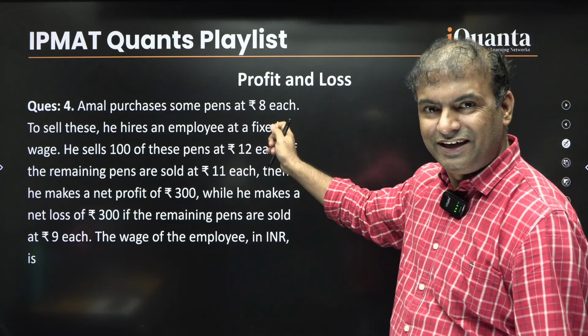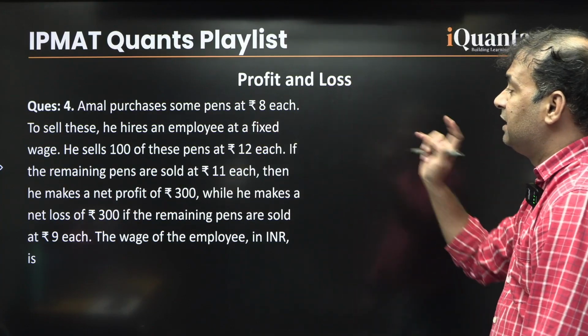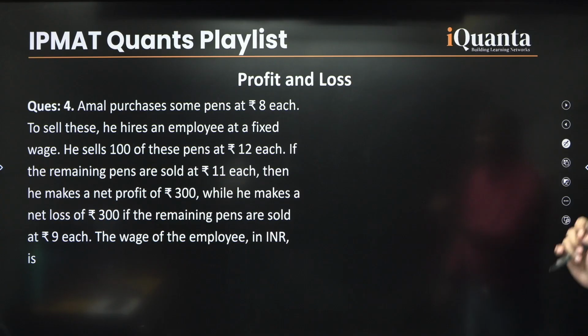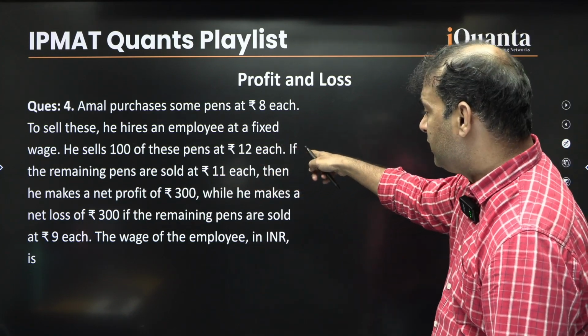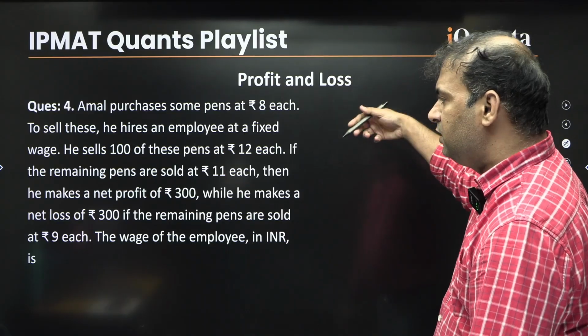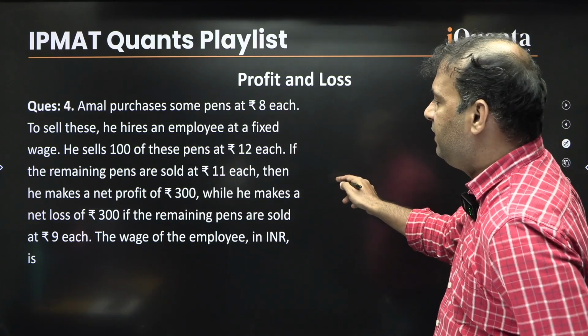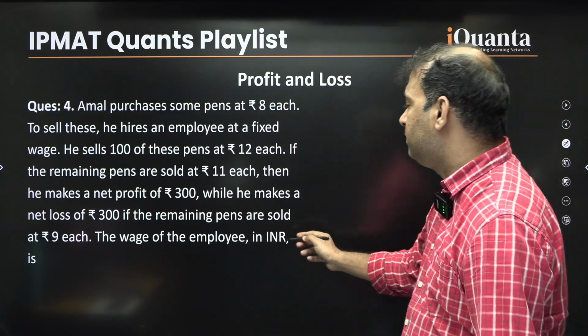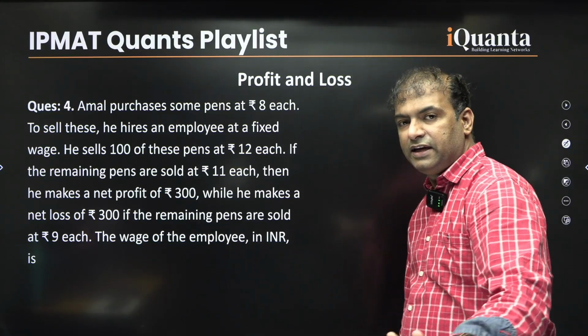Next question, guys. Again, a wonderful question. Question number 4 says, Amal purchases some pens at rupees 8 each. To sell these, he hires an employee at a fixed wage. He sells 100 of these pens at rupees 12 each. If the remaining pens are sold at 11 each, then he makes a net profit of rupees 300, all right, while he makes a net loss of 300 if the remaining pens are sold at rupees 9 each. Okay, so there are two scenarios, simple.